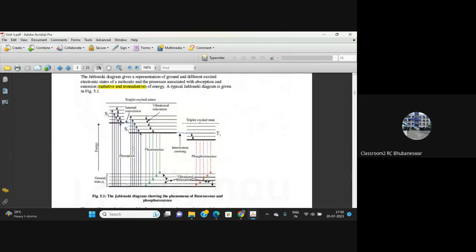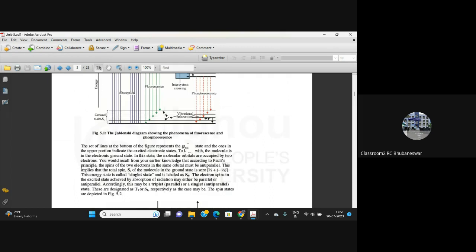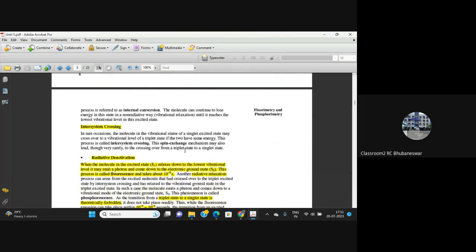Internal conversion is what? A non-radiative transition happening between states of the same spin multiplicity, S1 to S2, S2 to S1, or T1 to T2, is called internal conversion. If the non-radiative transition happens between different spin multiplicities, that is S1 to T1, then we call it intersystem crossing. So these two are the non-radiative transitions. I think you are all clear with that.